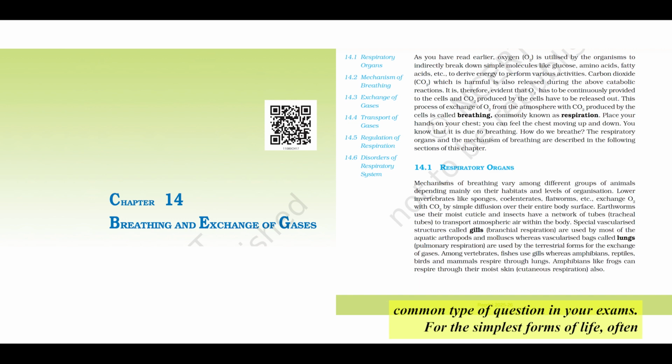For the simplest forms of life, often called lower invertebrates, think sponges, coelenterates like jellyfish and hydra, and flatworms, you won't find any specialized respiratory organs. Instead, they manage their gas exchange, taking in O2 and releasing CO2, by simple diffusion directly over their entire body surface. This works for them because these organisms typically have a large surface area compared to their volume, which allows for efficient gas exchange directly with their usually aquatic surroundings. Their thin bodies also help.